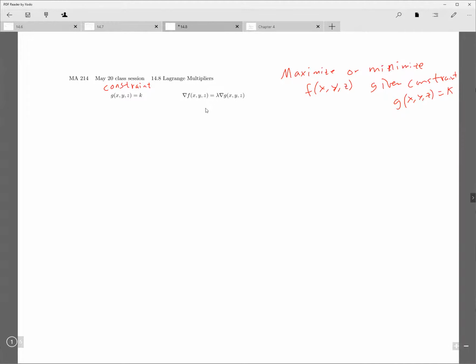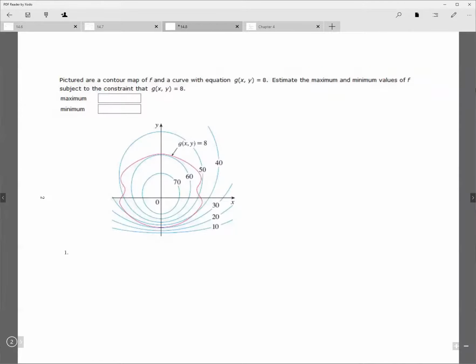So what you do is you set up these equations, you get a whole bunch of equations, and you try to solve those. And you have an extra variable lambda, which really doesn't affect your answer at all, but it's something you have to deal with. If you can solve for it, great. If you can do it without solving for lambda, that's fine too. You don't have to find lambda.